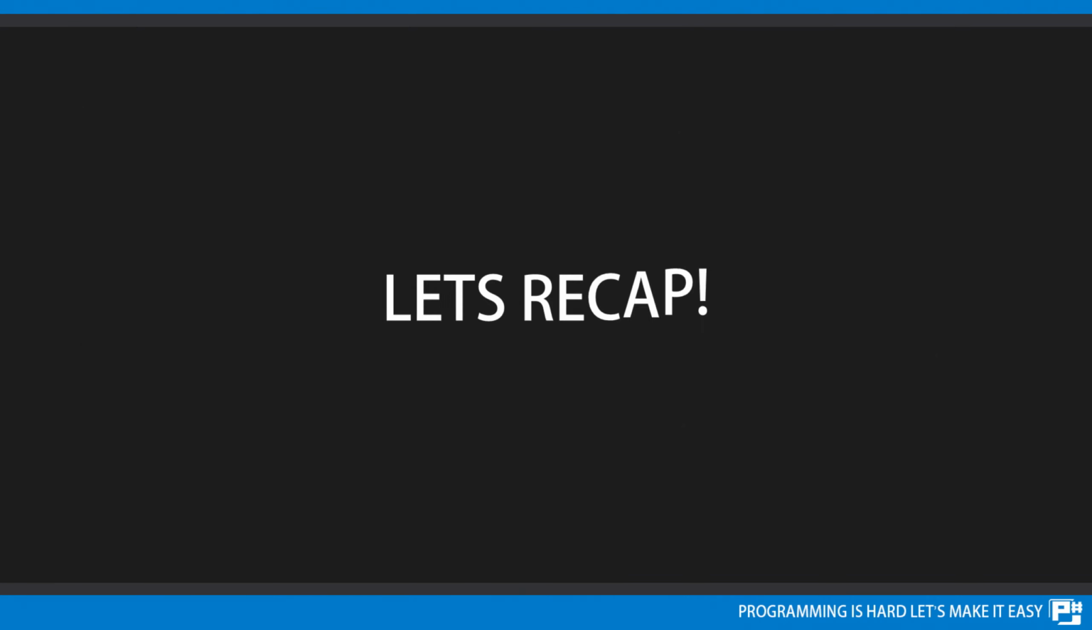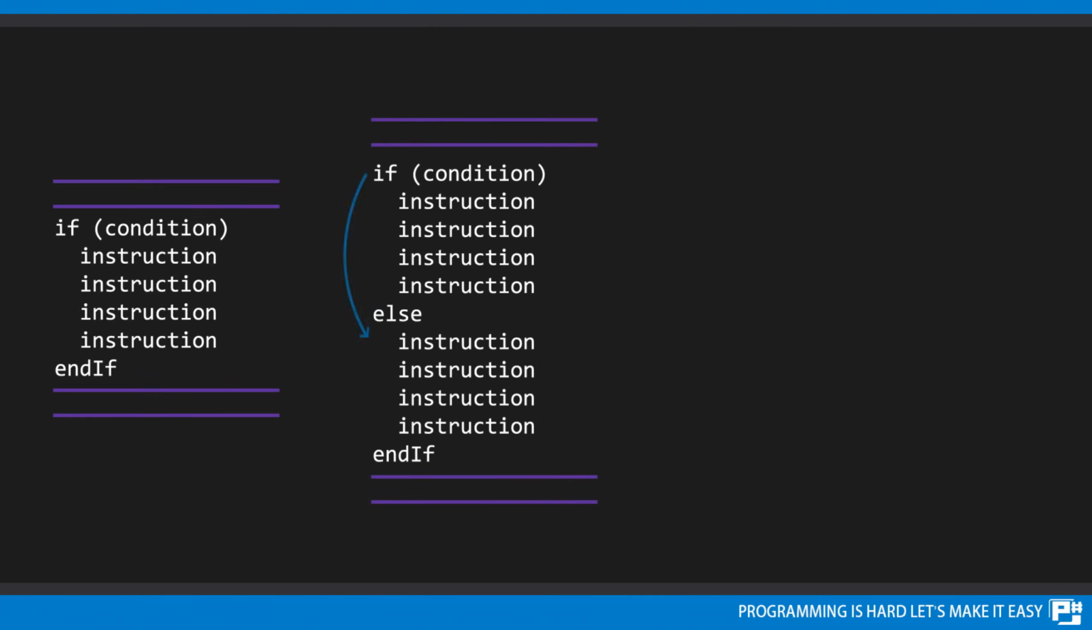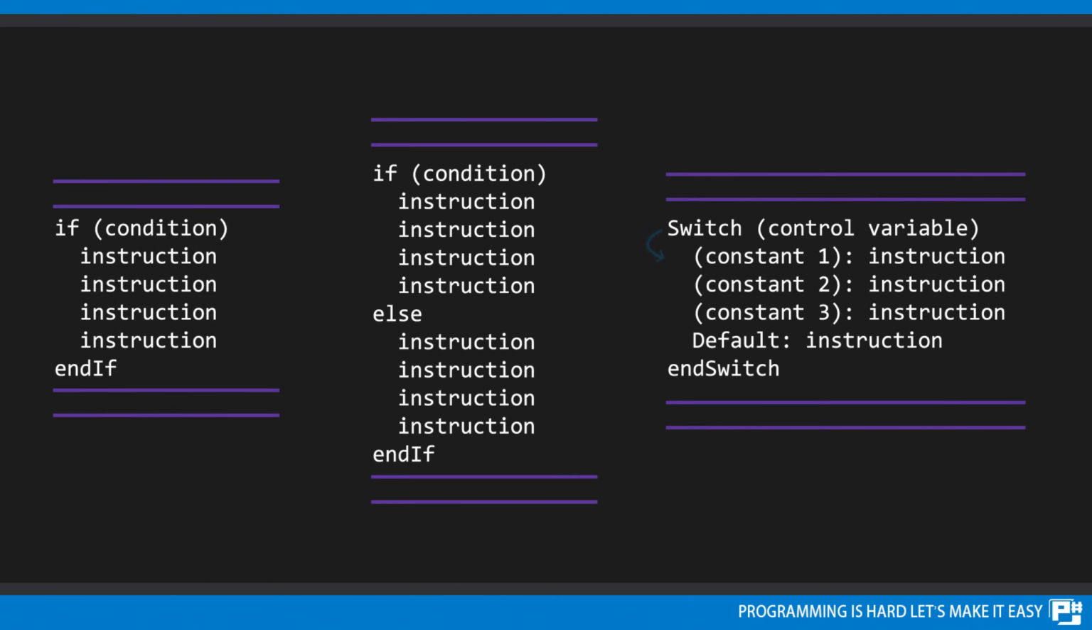Okay, let's recap. We learned about the if statement that has a condition and a series of instructions to follow if that condition is true. We learned about an extension to the if statement, the if-else statement, which adds another set of instructions to follow if the condition is false. And finally, the switch statement, which chooses a set of instructions to execute based on what condition matches the control variable.